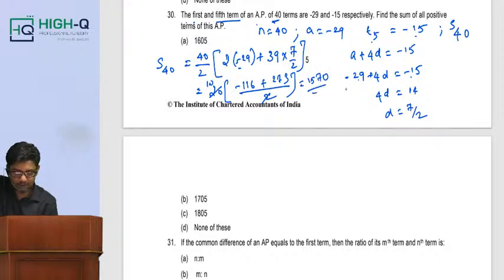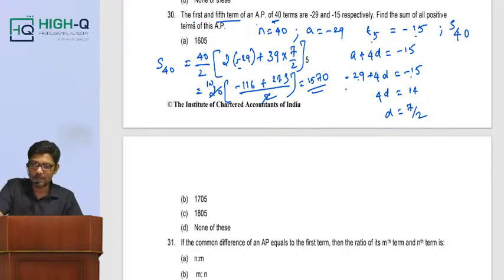Is my calculation correct? What exactly are you getting? Can you please check this? 1570 I am getting. Whether I am right or wrong, can you please check and let me know, my dear? Yes, none of this.